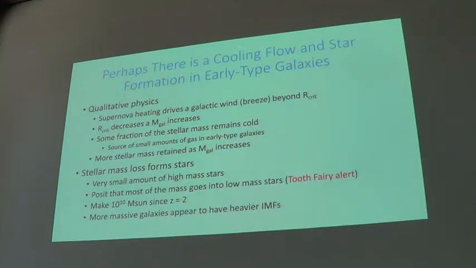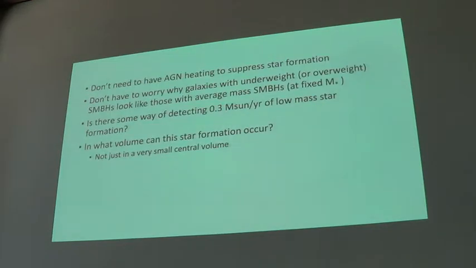And that, in fact, is the case that you see. You see an increasingly heavy IMF as you go to the more massive galaxies. So, in some qualitative sense, this seems to hold together. The only problem is that you're confined to mainly making stars below about 1 or 2 solar masses. Okay. So that's the first bad idea for the day here.